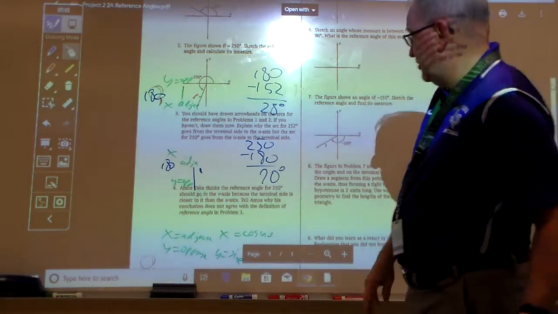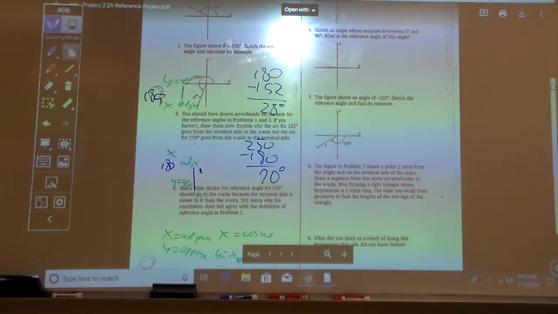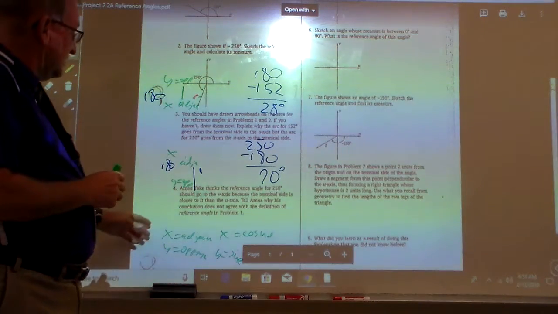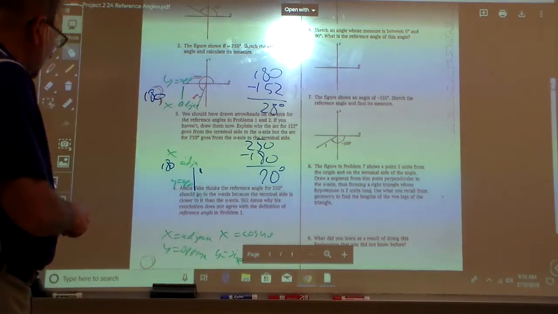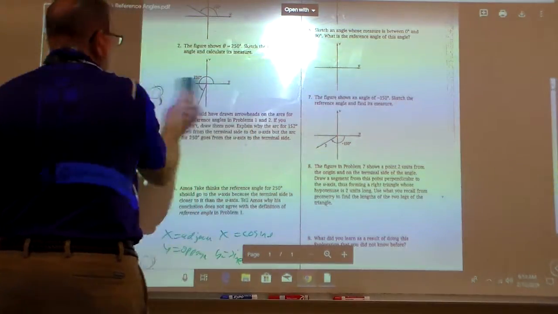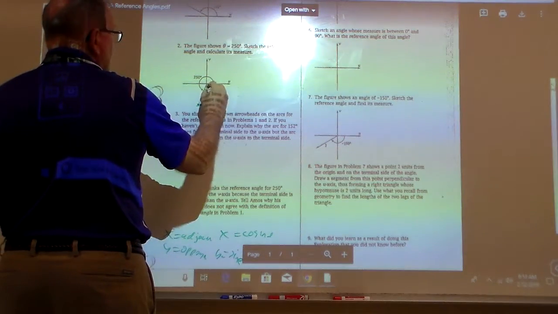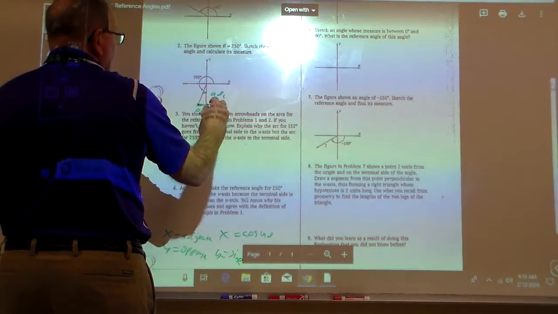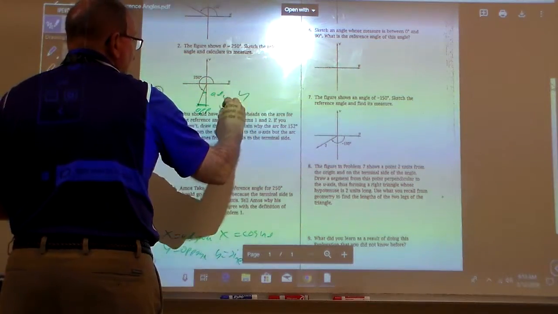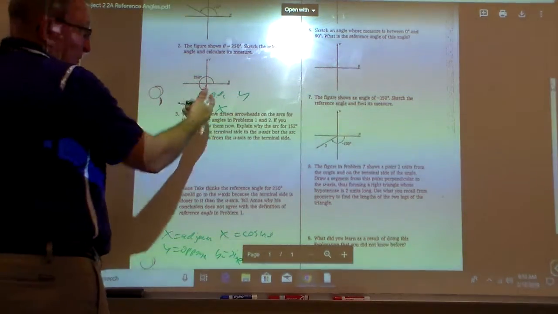Amos thinks the reference angle for 250 should go back to the y-axis because the terminal side is closer. So Amos's conclusion does not agree with the definition of the reference angle we had in problem 1. Well, it's kind of like right here. Because if we do it the way that Amos says it, then what would happen here is this. This would be my adjacent, and that would be my opposite, and that would be y, and this would be what? X. So the reason it doesn't work is kind of the opposite.